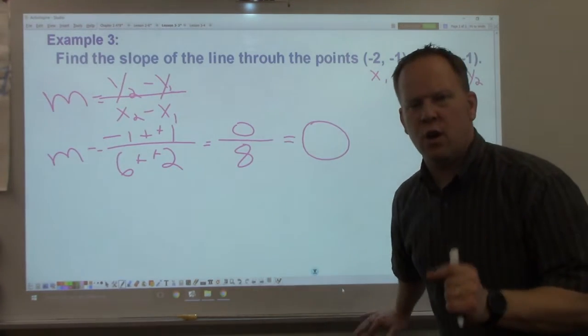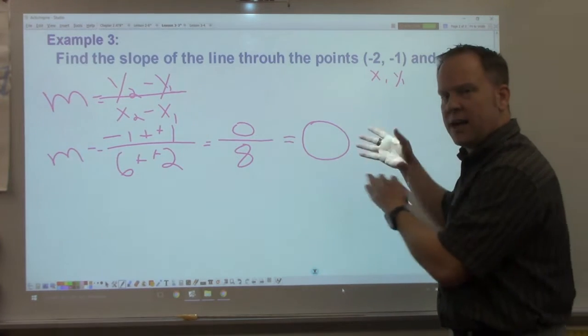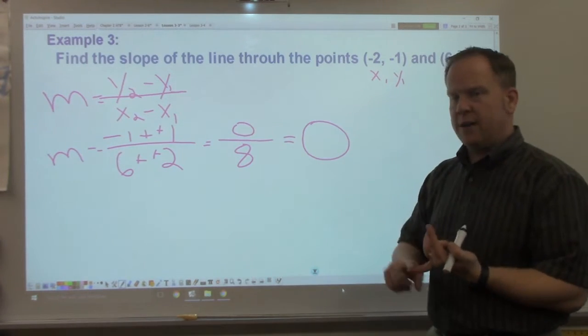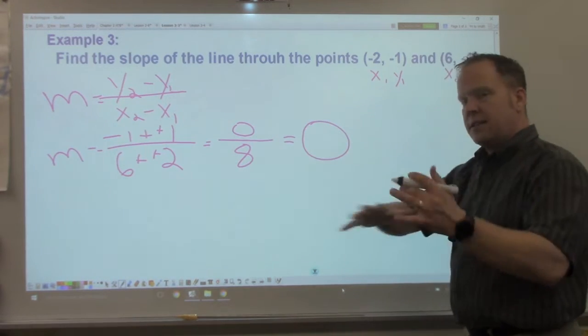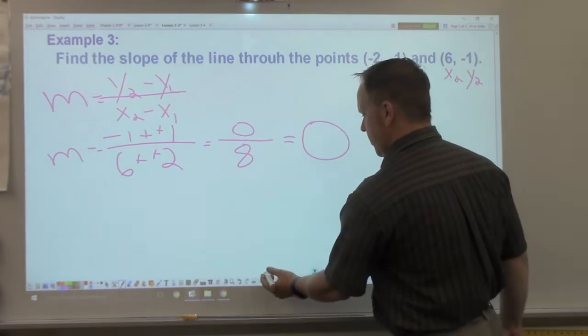Again, do not write no slope. I don't know if you meant undefined or 0. You either write undefined or put slope is 0. Now, let's take this and tie it into geometry.